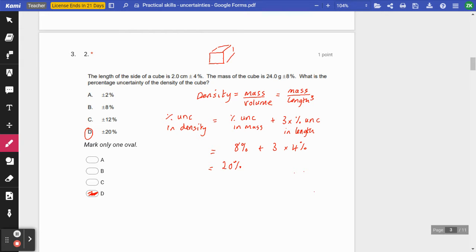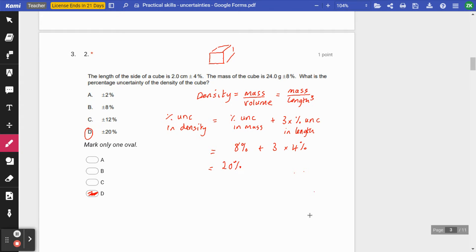So we know density is mass divided by volume. Okay, so we haven't been given the volume, but we've been given the length. So to find the volume, we do the length cubed because it is a cube. So the density of a cube is the mass of the cube divided by the length cubed. So when we look at this, to find the percentage uncertainty of the density, because mass is divided by length cubed, you add the percentage uncertainties.